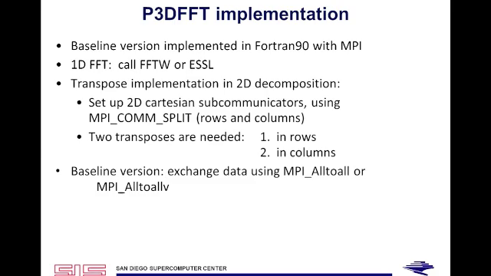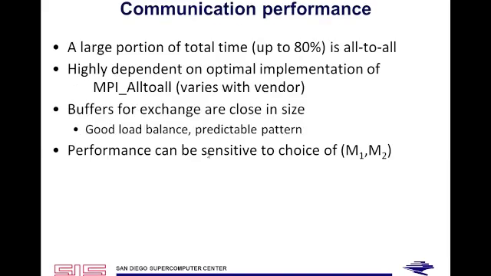The transpose is implemented in 2D decomposition by setting up 2D Cartesian communicators. And as I mentioned, two transposes are needed. Each transpose is an all-to-all operation, but one is done in row communicators and the other one is done in column communicators.